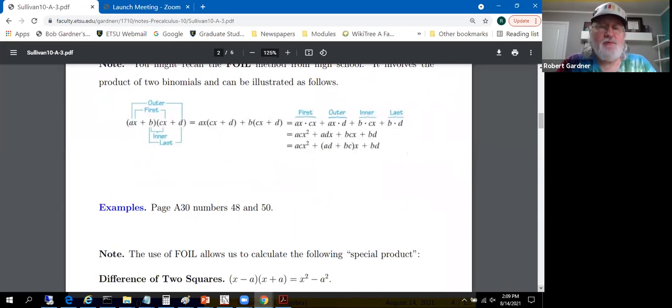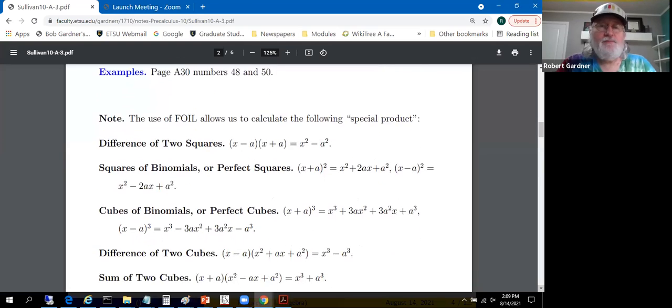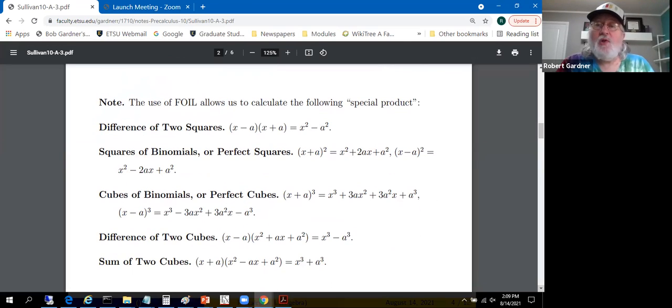Returning to the notes, we can use this FOIL idea and some related ideas to present the following. The difference of two squares. We'll take x minus a times x plus a. We'll get x squared minus a squared. We just did that in the event that a was 1. We had x minus 1 times x plus 1, and we got x squared minus 1 squared.